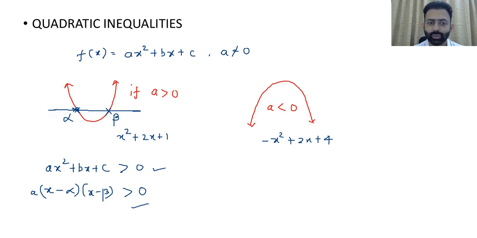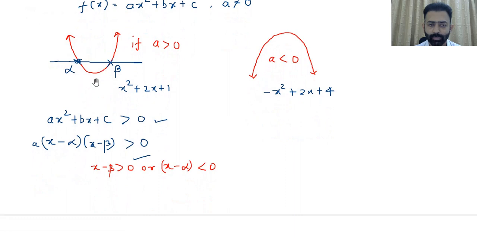So we have two types of solution in this: x minus beta is greater than 0, or x minus alpha is less than 0, if alpha is less than beta, obviously. Okay, I'm talking about this particular situation where alpha is less than beta. Your first root I'm taking as alpha. So here x is greater than beta or x is less than alpha.